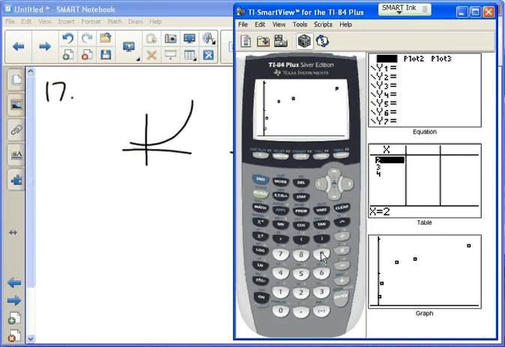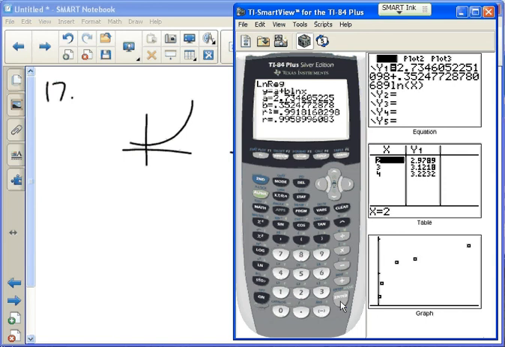So now let's do part C and calculate the log. There it is, natural log, vars, y1. And our equation is 2.73 plus 0.35 natural log of x. And that r squared is so much better. It's 0.99. That's a really, really good r squared. You want to be as close to 1 as you can.